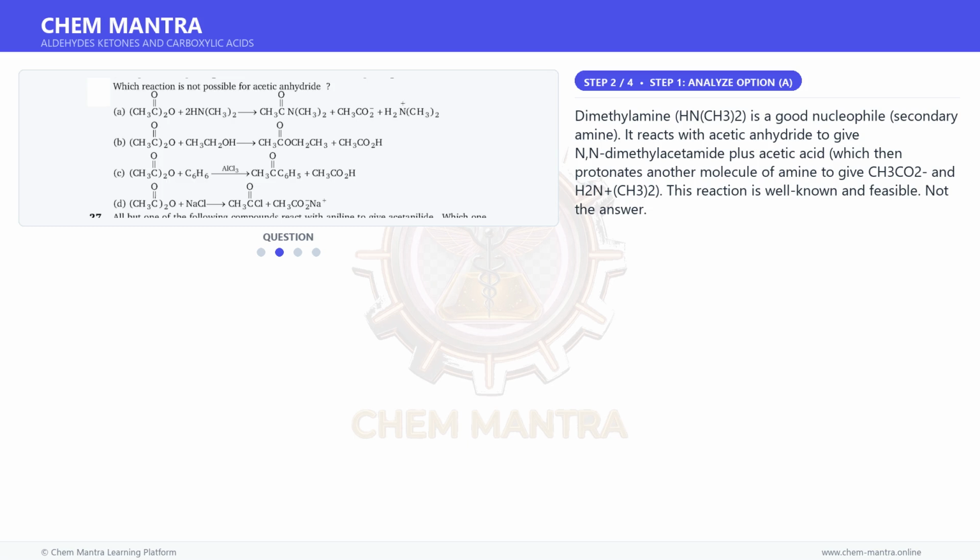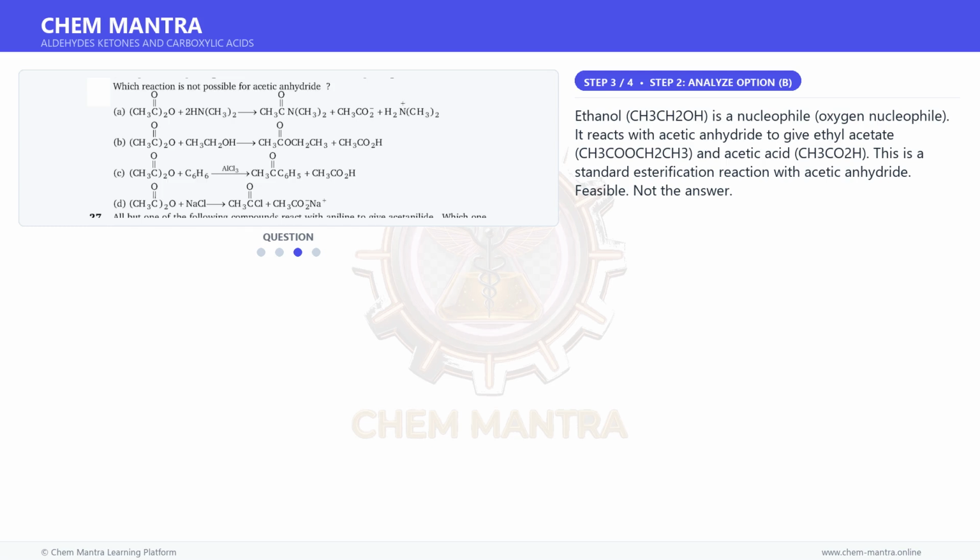Dimethylamine, HN(CH3)2, is a good nucleophile, a secondary amine. It reacts with acetic anhydride to give N,N-dimethylacetamide plus acetic acid, which then protonates another molecule of amine to give CH3CO2- and H2N+(CH3)2. This reaction is well known and feasible. Not the answer. Moving on to the next step.